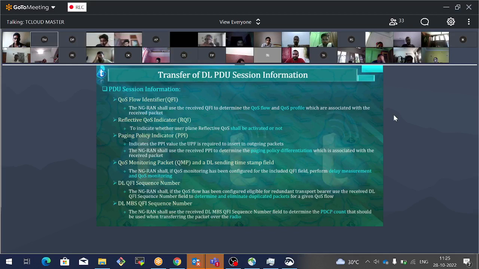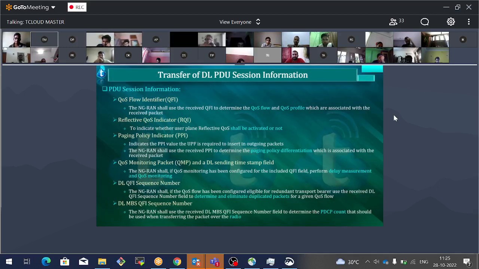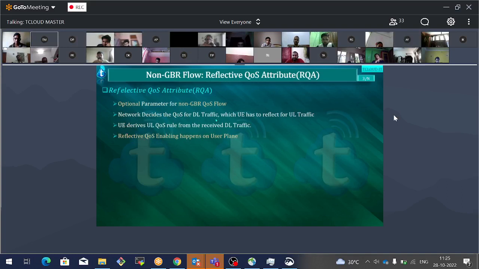We have this reflective quality of service implementation in non-GBR, but this reflective quality of service enabling happens on user plane. So the linking comes here. The network decides if the quality of service, whatever is being implemented for downlink, needs to be reflected in uplink. UE derives this rule after receiving the downlink traffic, how much data rate it is getting for downlink. The same rule it will have to apply for uplink. But it will get an instruction in the user plane as part of the protocol message. So that is that RQI.